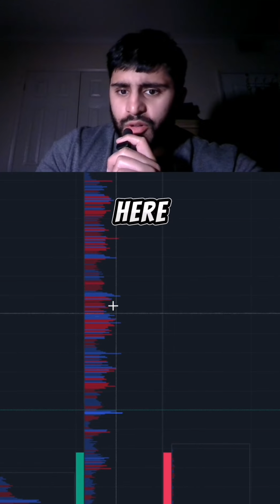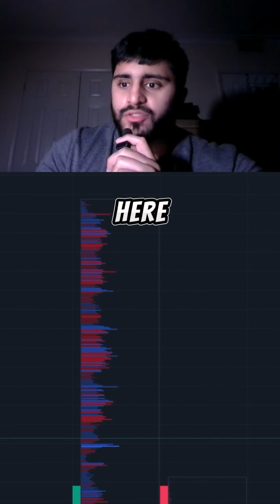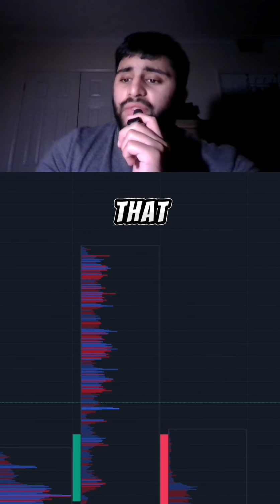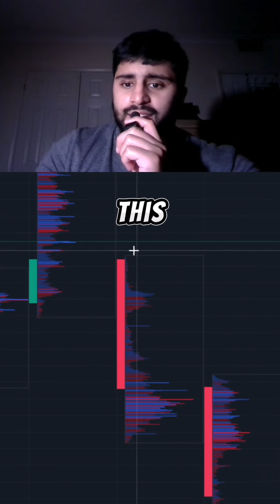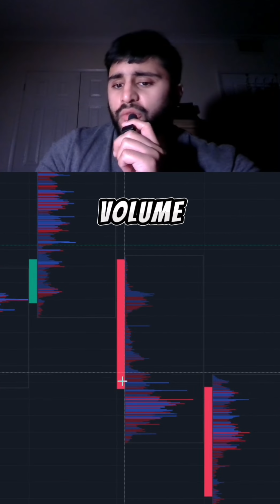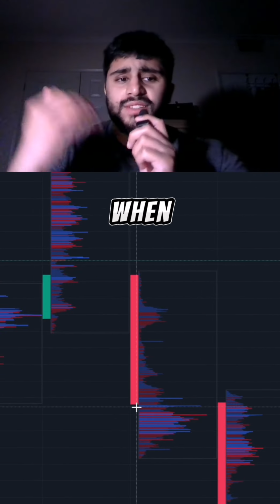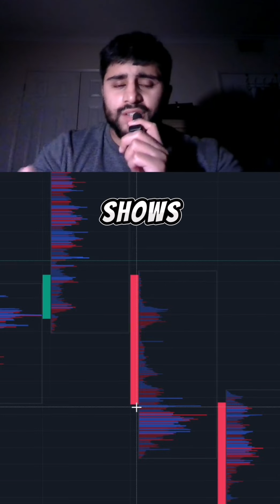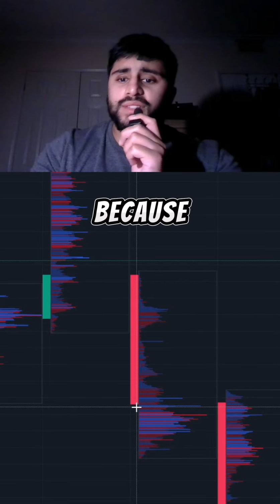Lots of buying over here, lots of buying over here. So we had lots of buying that eventually turned into selling. And look at this candle over here. We had a dry up of volume followed by a large volume over here. So when we see a shift of the volume, this shows us that the buyers have failed because we see a lack of volume going to the upside.